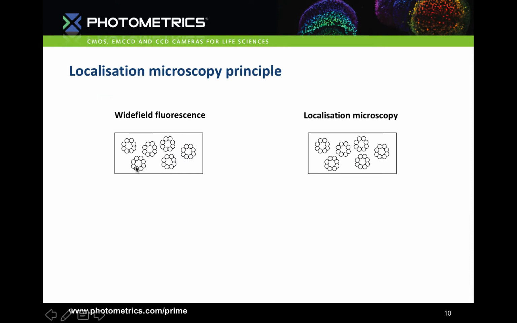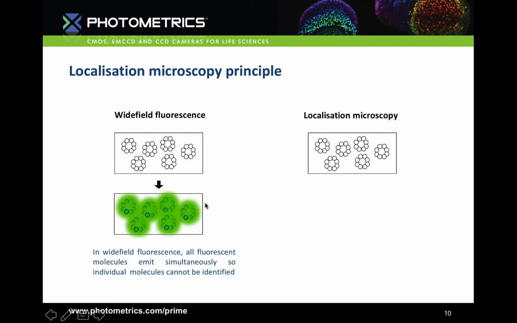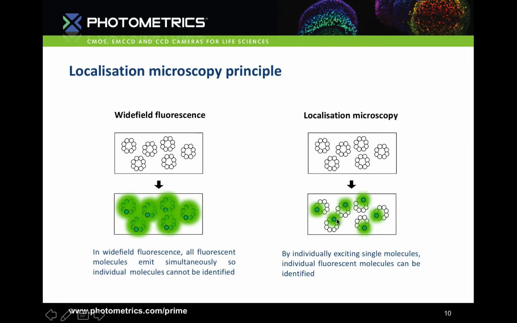In the case of wide-field fluorescence, all fluorescent molecules emit simultaneously, preventing individual molecules from being identified. But if individual molecules could be excited that were sufficiently distant from other excited molecules, they could be fit with a Gaussian function and individually localized.